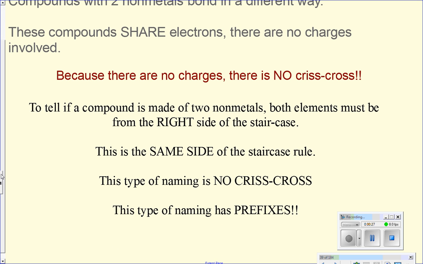Sometimes you might look at some of these elements on the table, and they do have the charges still listed there, but when we're naming with two nonmetals, we don't want to use those charges. The big thing to look at here is that we're going to have two elements from the right side of the staircase. It's important to put your fingers on those elements, see that they're on the same side, and that will let you know that you're not crisscrossing, but instead you're going to be using prefixes. Many people find this to be an easier type of naming and formula writing, but you do have to keep in mind that you're not worrying about those charges, you're not looking them up, you're not crisscrossing.